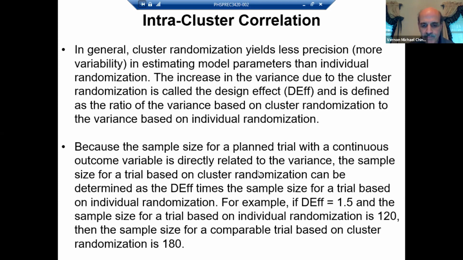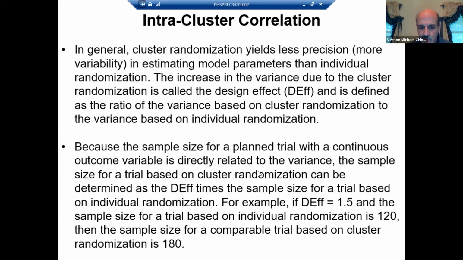So for example, suppose we determine, based on our assumptions and preliminary data we might have, that the design effect is 1.5. We'll look at an example later on, but just for the moment, I'm pulling this out of thin air. Let's just assume we've done some work and have that the design effect will be 1.5.